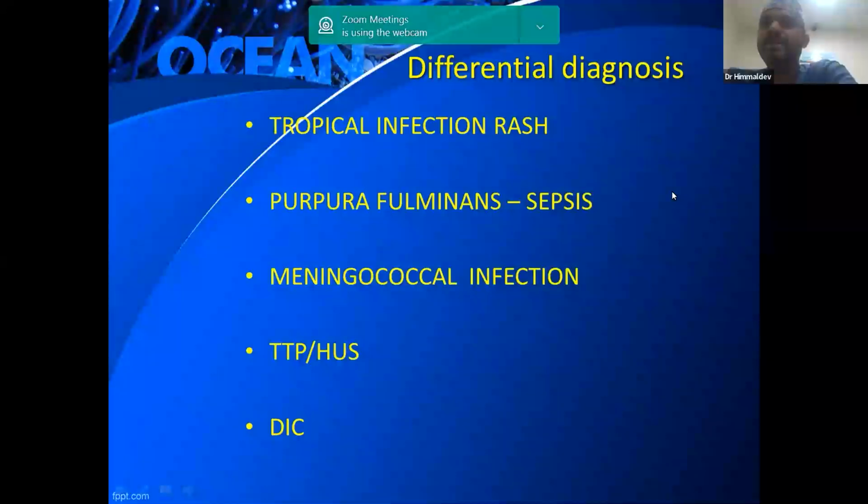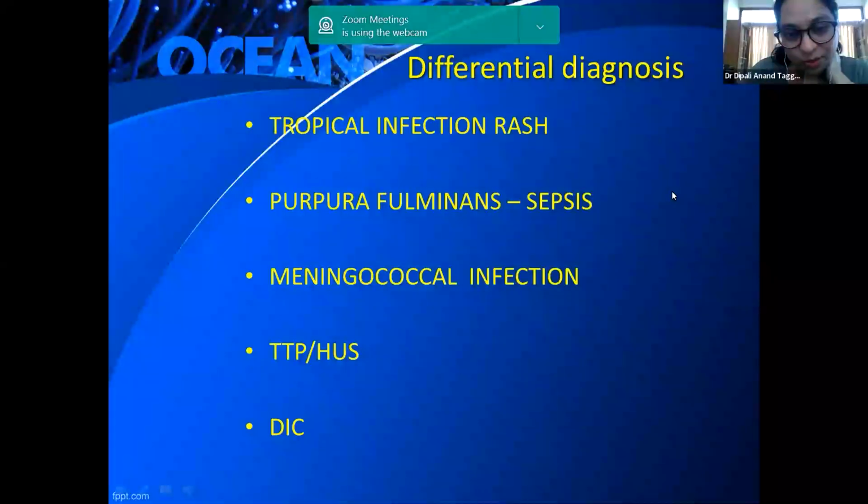Can anybody answer the question? Anybody can unmute themselves and answer the question. Any of the participants want to volunteer and answer? What is the most likely cause of this rash? We really want to make this interactive so that all of you stay awake during the whole session.